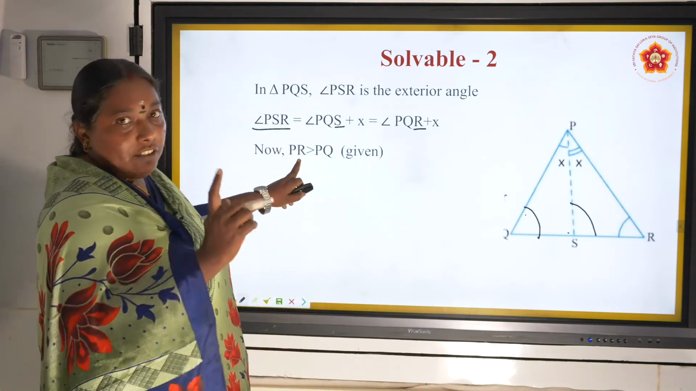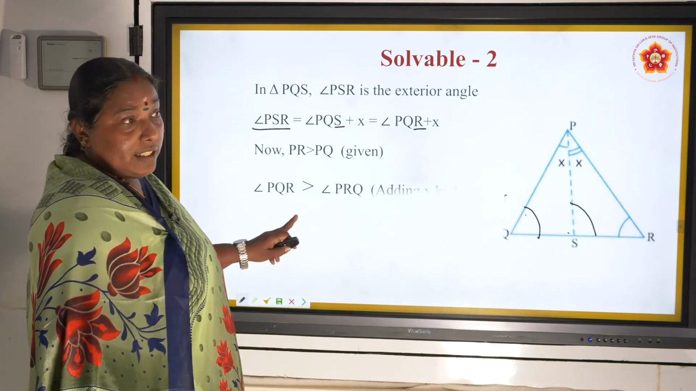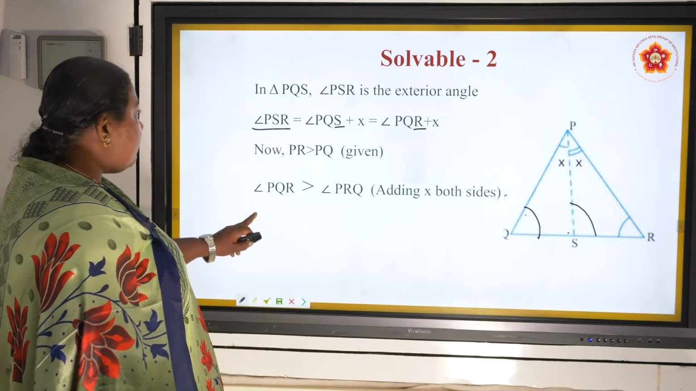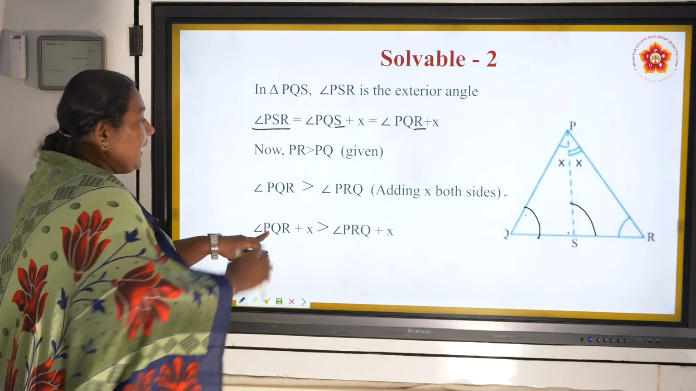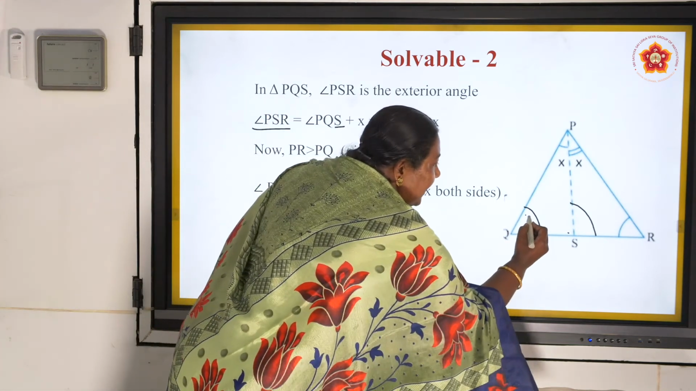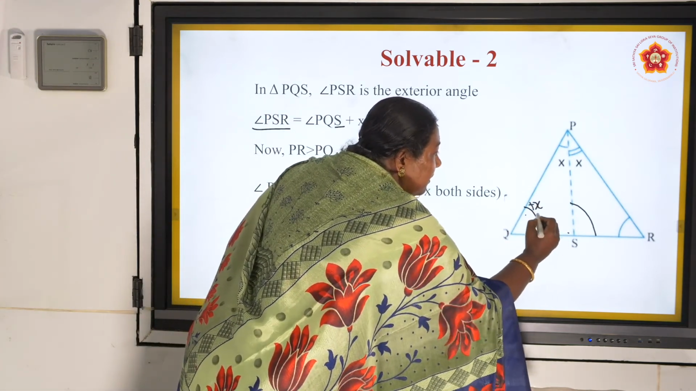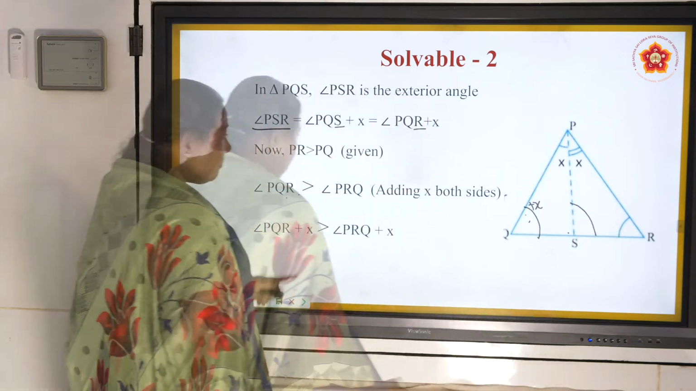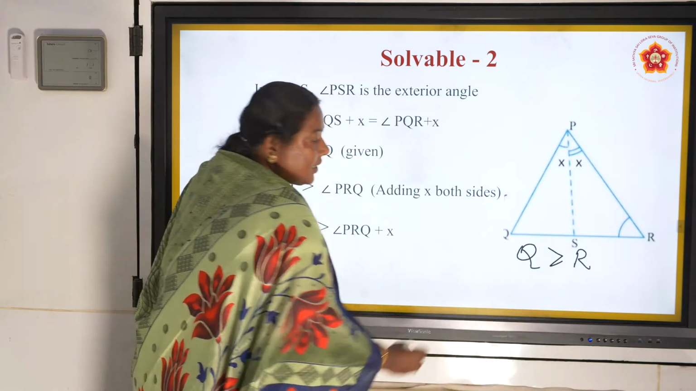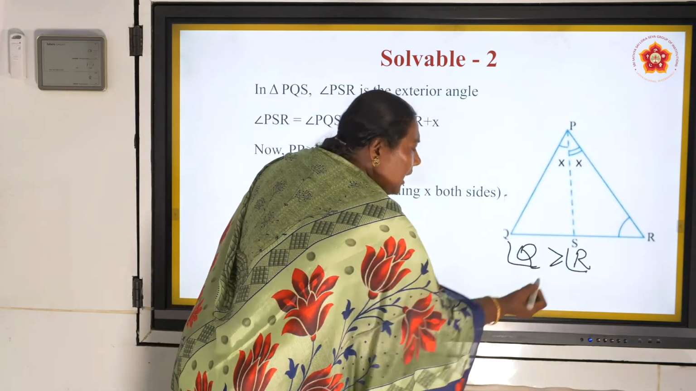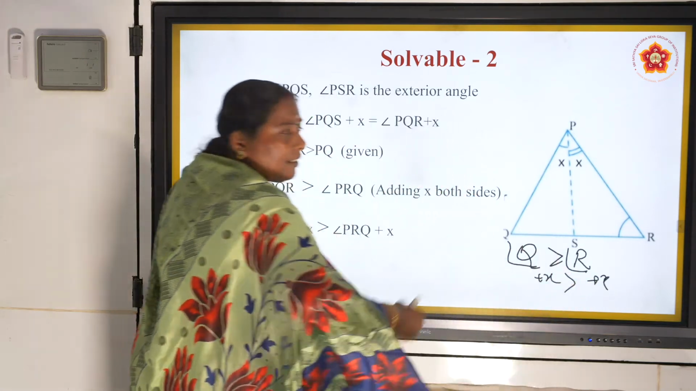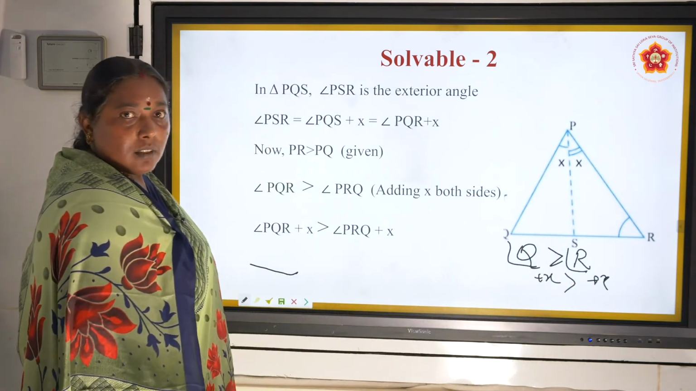Now they have given that PR is greater than PQ. So that is why angle Q will be greater than angle R. Right? If I add X to that greater angle, what will happen? They have told that angle Q is greater than angle R, and I am adding X on both sides. Then also it is greater. Is it right or not?